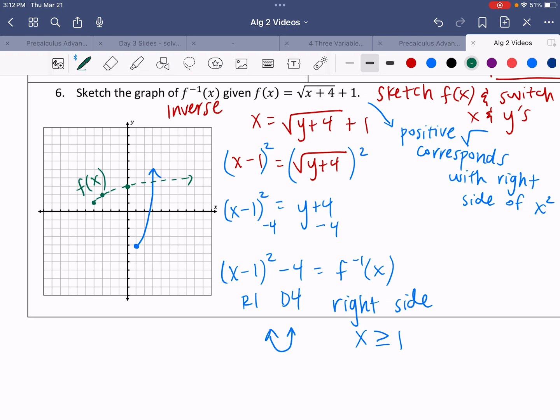So another thing you can do here, if you graphed the original, just switch all those ordered pairs. So instead of the point negative 3, 2, my new graph should have the point 2, negative 3. And I didn't do a great job here, but it should have the point 3, 0. So again, the blue one that I graphed is the answer we were looking for.